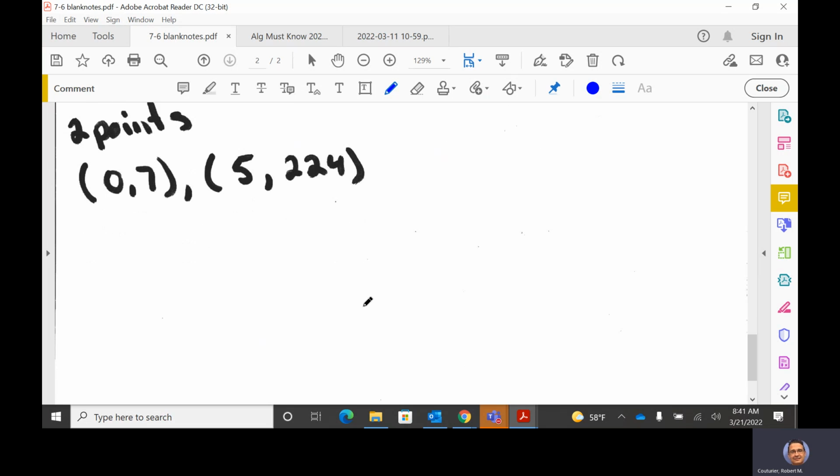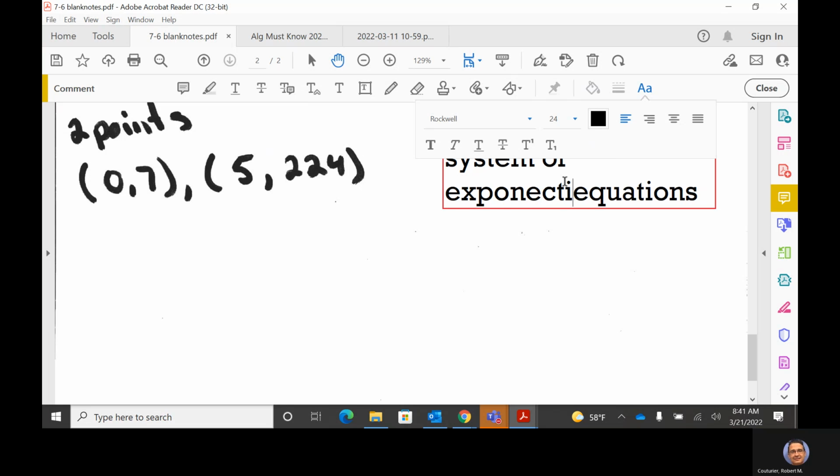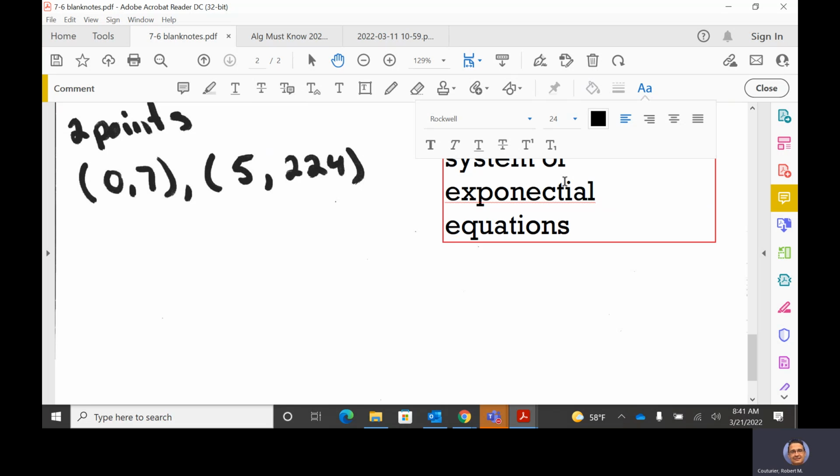And this works all the time. So when you have 2 points, you want to set up a system of exponential equations. All right, so what do we do here?